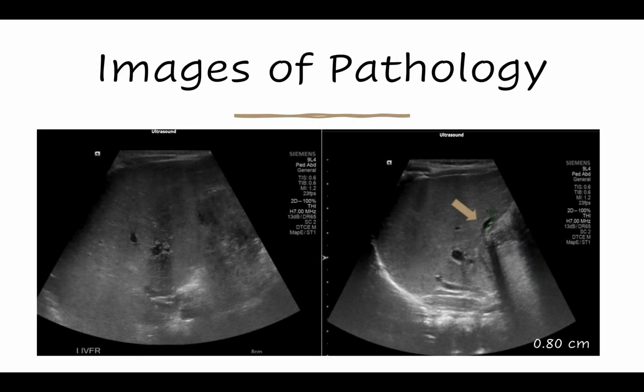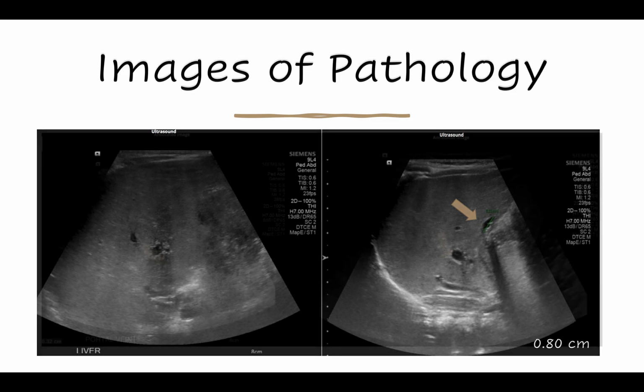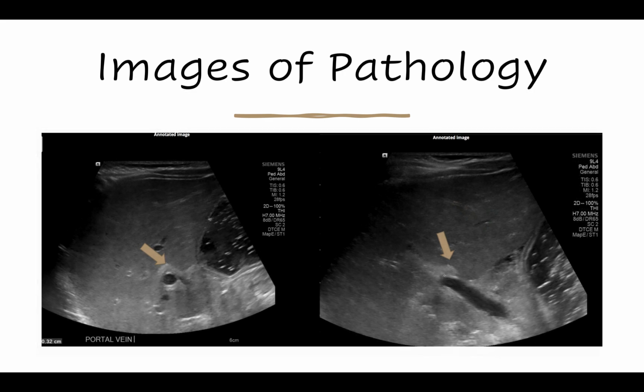Here are some images of the pathology. The brown arrow is pointing to a small gallbladder, which is measuring less than the 1.5 centimeters in length. This one here is measuring 0.80 centimeters in length. In these images, we can see the arrow pointing to an echogenic triangular structure just anterior to the main portal vein and the porta hepatis.